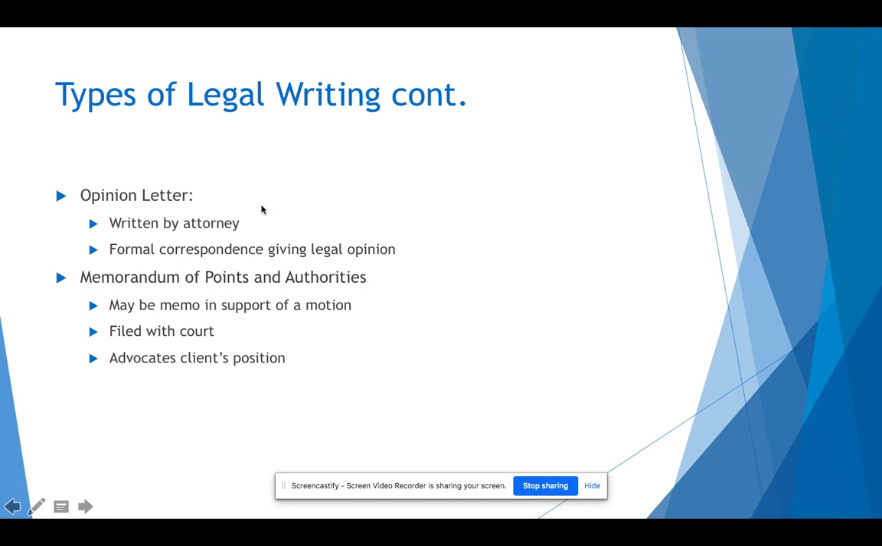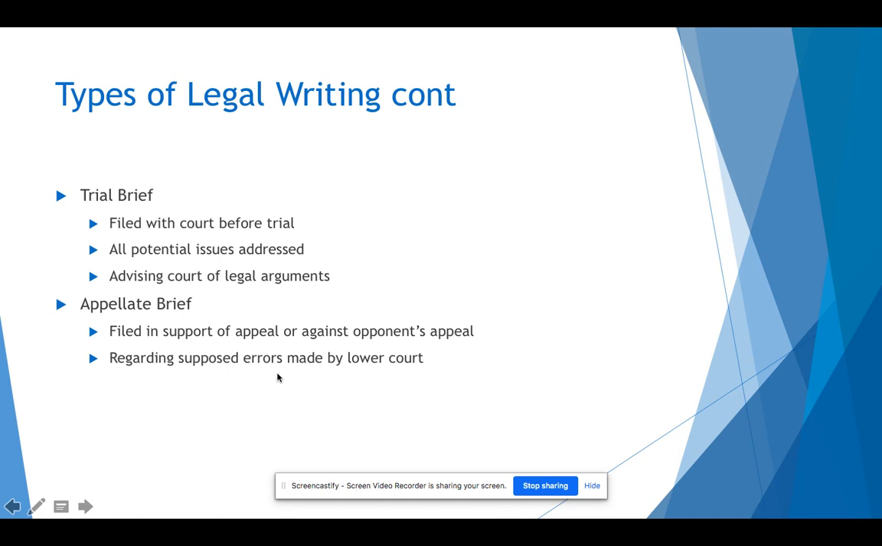Okay, other things you have is an opinion letter. An opinion letter is written by an attorney when a client has requested a formal opinion. Again, it's a predictive type of writing, and it will be the correspondence by the attorney giving their legal opinion on the strengths and weaknesses of their case and their side and the best possible option for proceeding. Memorandum of points of authorities, again, that's like a memo in support of a motion that advocates your client's position.